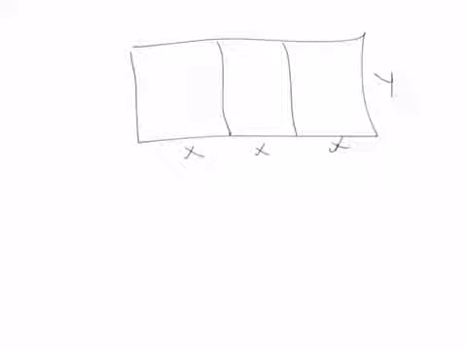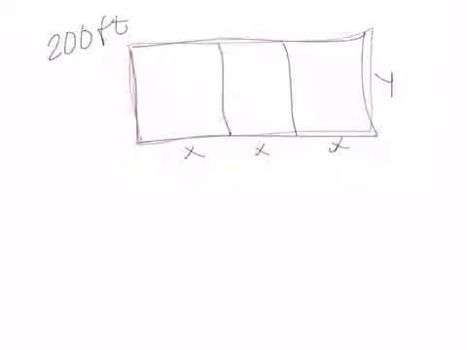So the first part asks you to write an equation that represents the total length of fencing used. Okay, so we know we have 200 total feet of fencing, right? 200 feet of fencing. And that 200 feet is used all around this perimeter, but it's also used here to partition the corrals into three equal area partitions or sections.